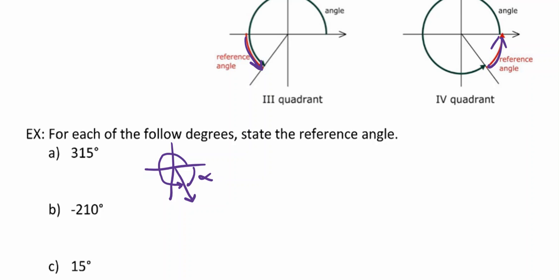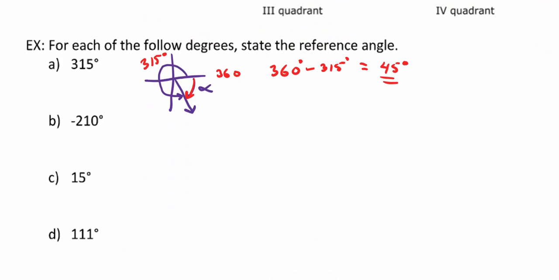If we're looking for that angle, if you think about it, it's 360 all the way around here. The angle going around was 315 degrees. So what I really want is what's left, and that's just going to be 360 minus 315. So that's going to be 45 degrees.